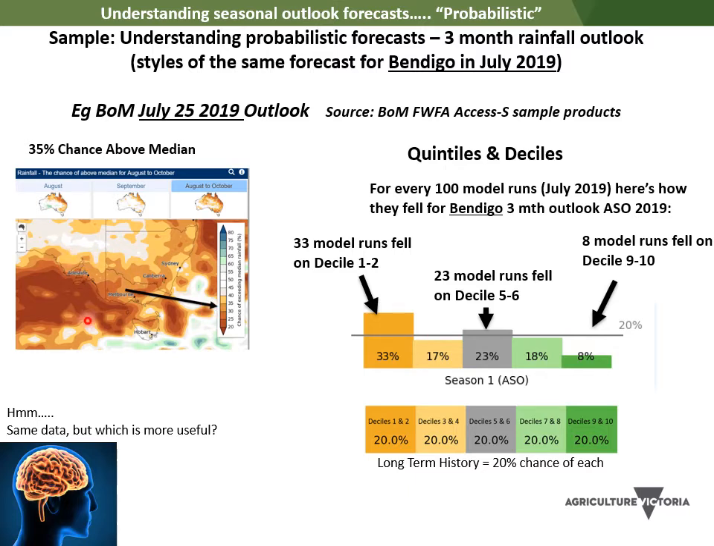increased chance of drier. But it's important when you look at the model runs behind these sort of forecasts that there's a lot more going on. So if you imagine that they've run the model 100 times for somewhere like Bendigo for the next 3 months, so 35 of the models were wetter for Bendigo and 65 were drier. But if you look at the individual details of that forecast, you can see in terms of decile 1, 2, 33 of the model runs landed in decile 1, 2, but it didn't mean it couldn't be wet. There were still 8 models landed in decile 9, 10.